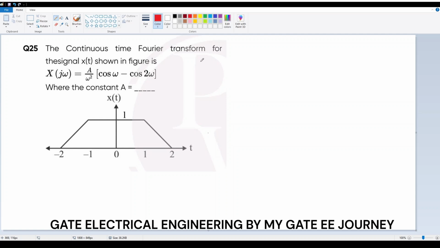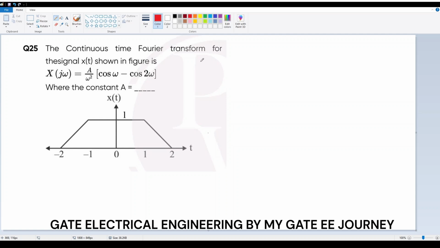The continuous time Fourier transform for the signal x of t shown in the figure is X of j omega equal to A by omega square into cos omega minus cos 2 omega, where the constant A equals to what? He has given the shape of the waveform. It is a trapezoidal waveform.